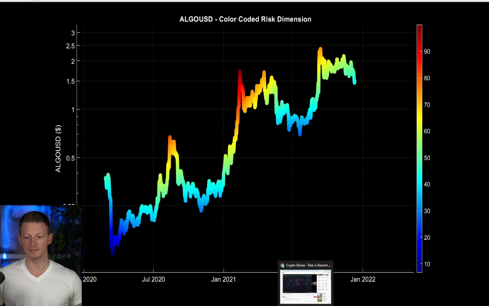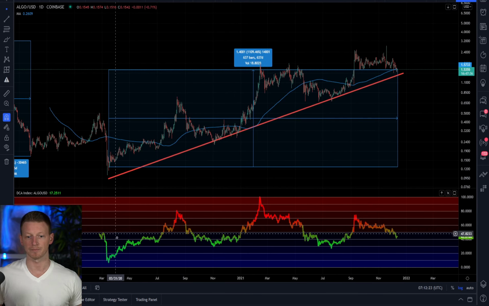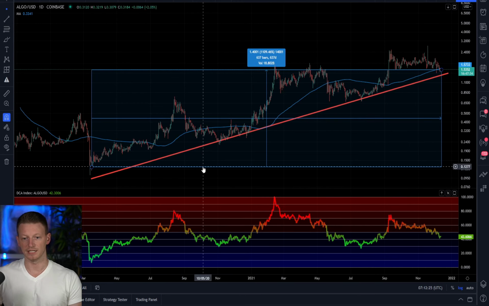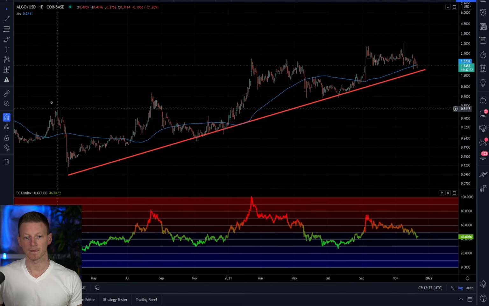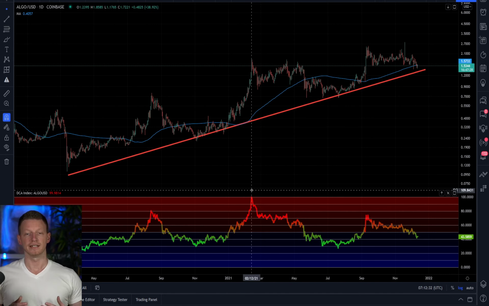So we have taken this risk model and we've actually coded it into TradingView. All right, so what you're looking at here is Algorand, the price of Algorand over time, and here is the risk model. Now, again, if you're new to the channel, this risk model is for free. You can get it by going over to the Telegram channel and you can sign up there. I'll send it out to you within a day or two.